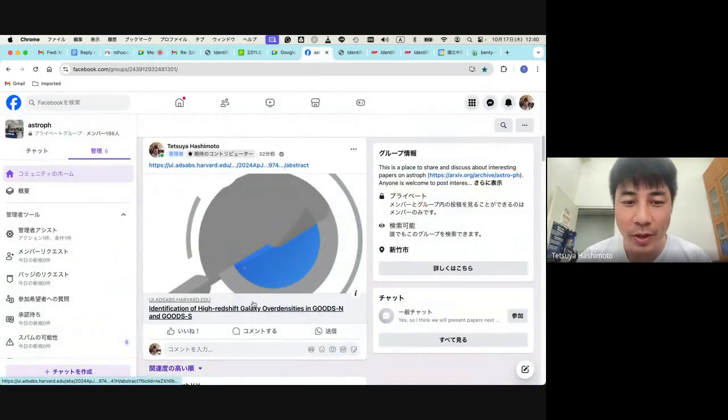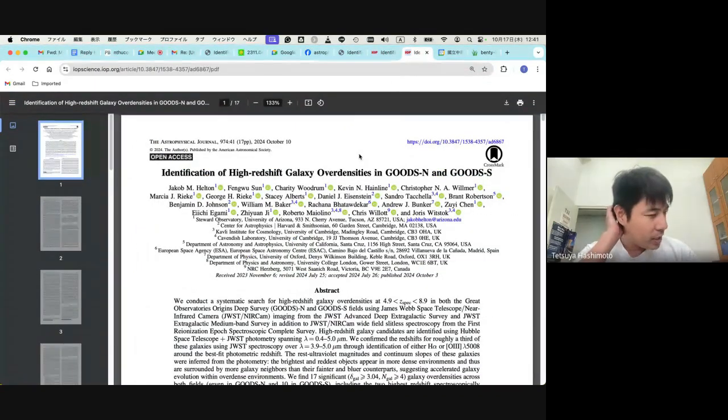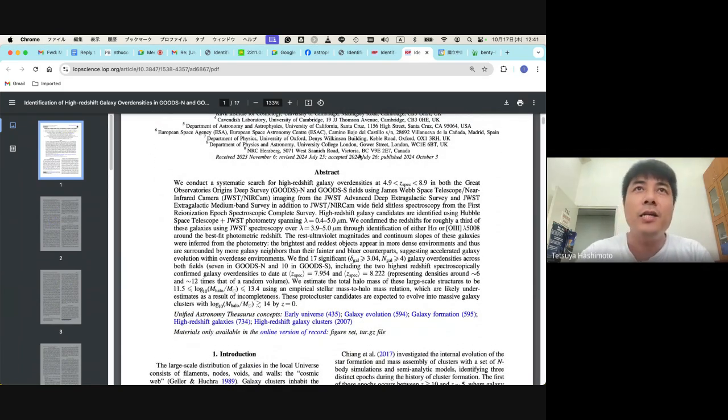So I posted this paper on Facebook just before. Yes, this paper is about finding over-density regions of galaxies in the very early universe using JWST data. In general, people want to understand galaxy evolution and formation scenarios over the long history of the universe.